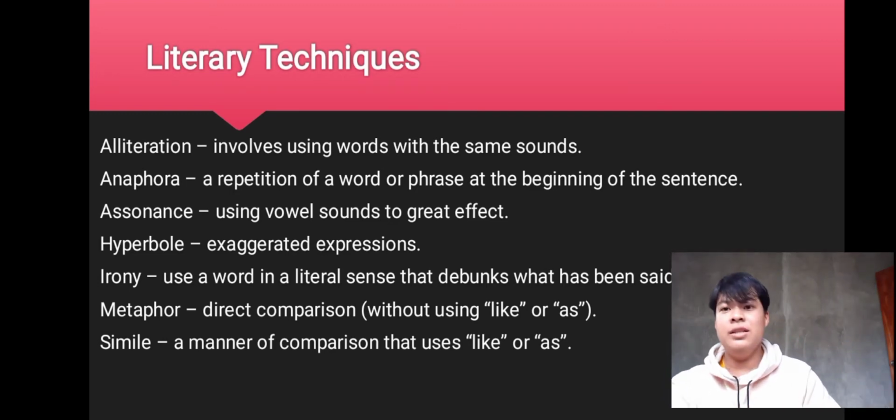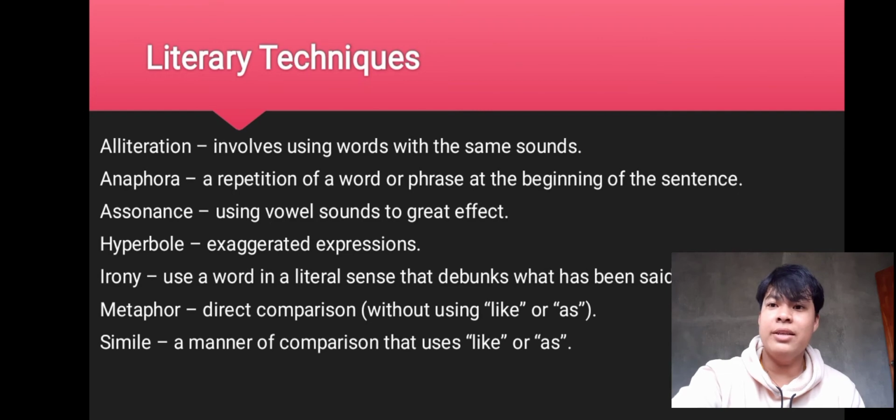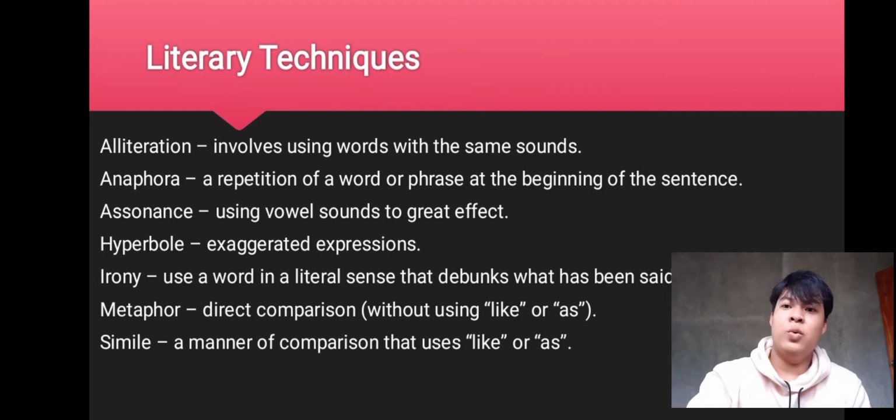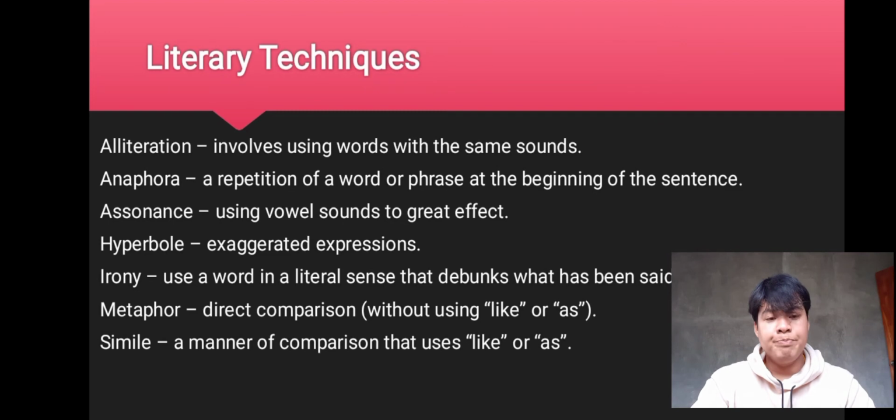So let's proceed to the next literary technique, which is irony. Irony uses a word in a literal sense that debunks what has been said. So this is similar to sarcasm.